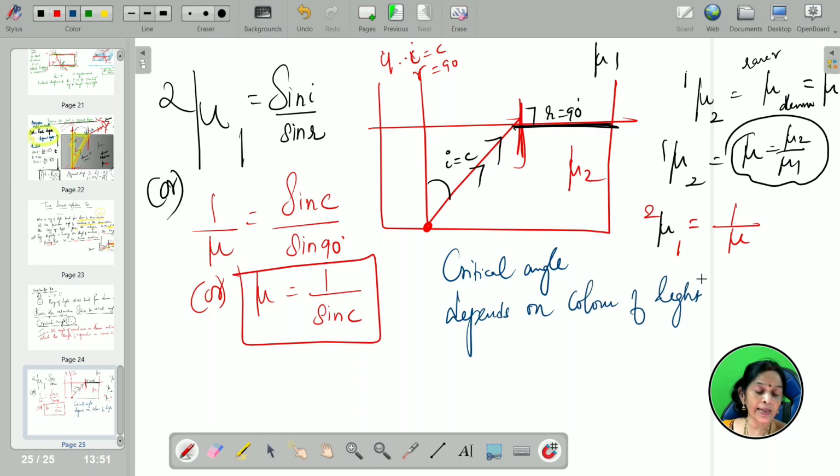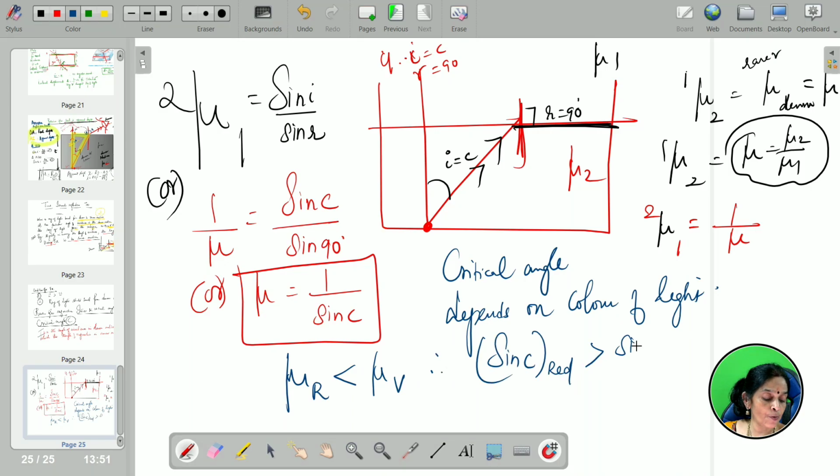Okay, right, which color has greater critical angle? Mu red is lesser than mu violet. Therefore, sin C for red is greater than sin C for violet. So which color has got greater critical angle? Red color has got greater critical angle because it has lesser refractive index.